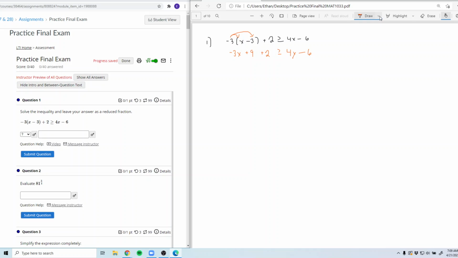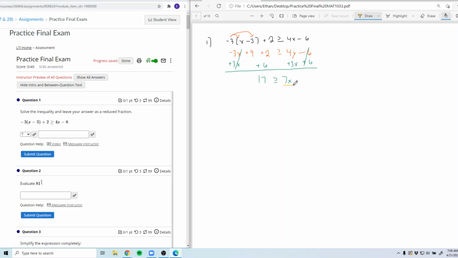Now we want to gather all the x's on one side and the numbers on the other. The way I will do that is I'll add the 3x to get it over with the 4x on the right side. That'll cancel. And the -6, I'll add that to the other side to get it away from the x's. Remember, when you add or subtract across inequalities, it does not change anything. Now 9 plus 2 plus 6 is 17, is greater than or equal to 4x plus 3x, which is 7x.